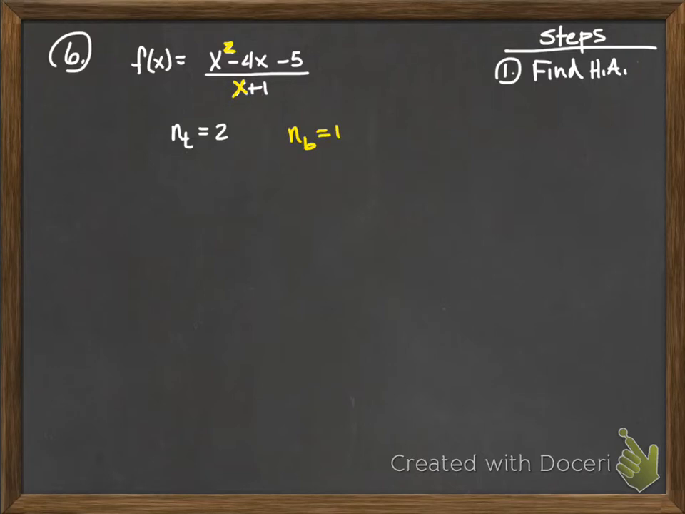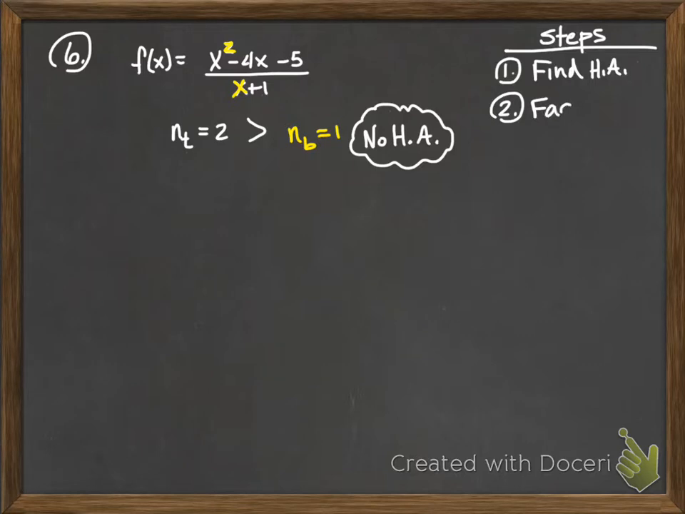In this case, the degree of the top is greater than the degree of the bottom. If the degree of the top is greater, that means it doesn't have a horizontal asymptote. So no horizontal asymptote. Yay. Okay, we checked that. Our next step is going to be to factor anything that'll factor.